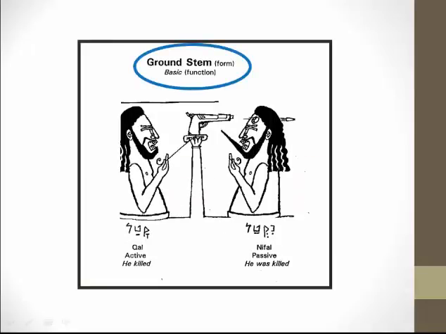The ground stem, or the basic stem, is the Qal. And the Qal is typically a simple active sense. Qatal, Qal perfect, third person masculine singular, means he killed.